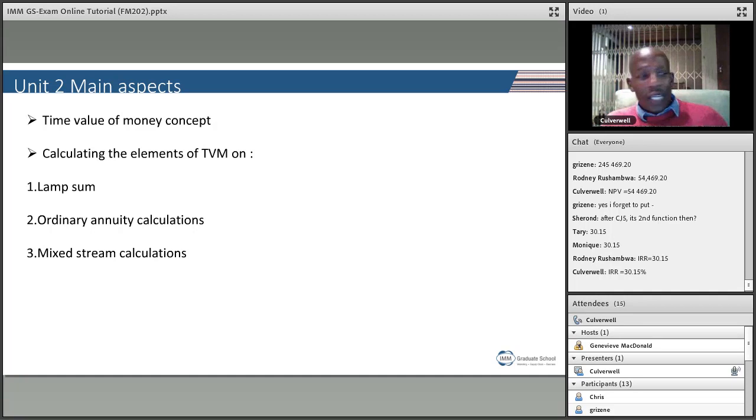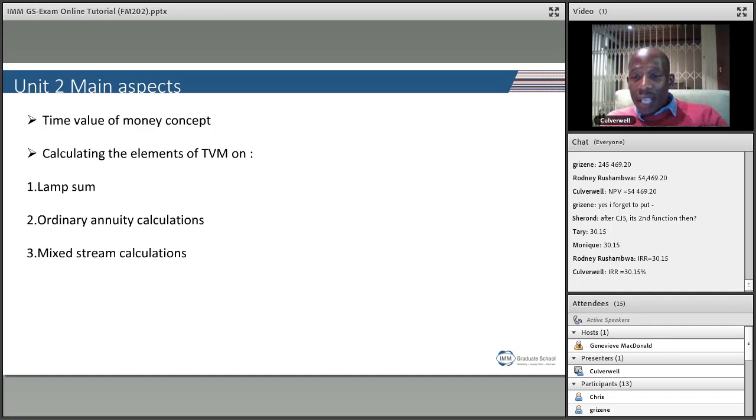The mixed stream calculation is exactly what we're calculating on project A, where the interval still remains the same, but the amounts that we're expecting to receive are basically different. So those are what we refer to as mixed stream.